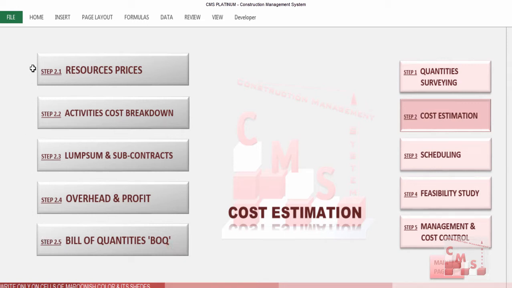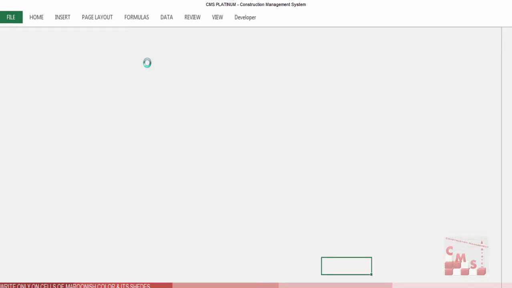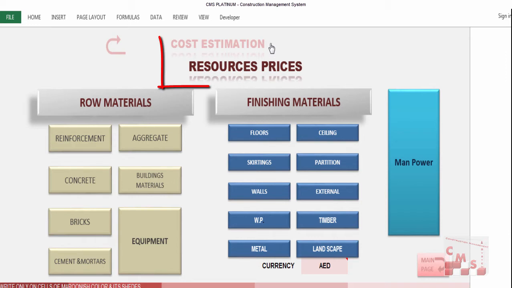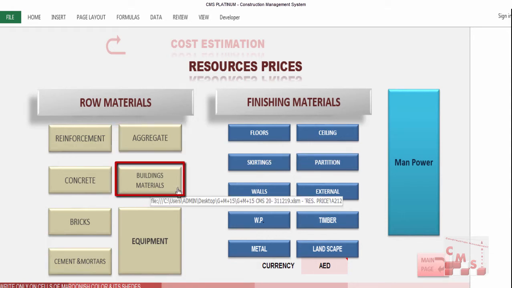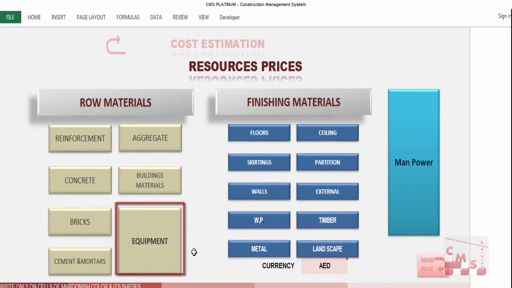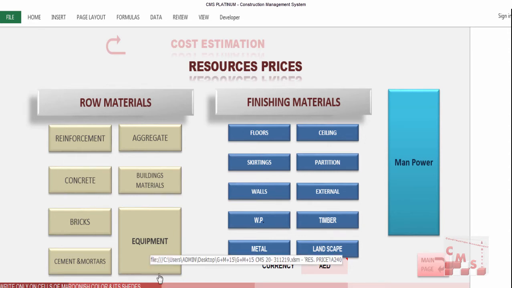So let's start now with inserting our resources price. Let's click on the resources price as step 1. CMS is directing us to the cost estimation resources prices. We'll find the page is divided into some items. The first item is the raw materials, which is related to the reinforcement, the concrete, the bricks, the cement and mortars, the aggregates, some of the major building materials, and the equipment. Our duty now is to insert all the prices for these raw materials, and we'll see how.